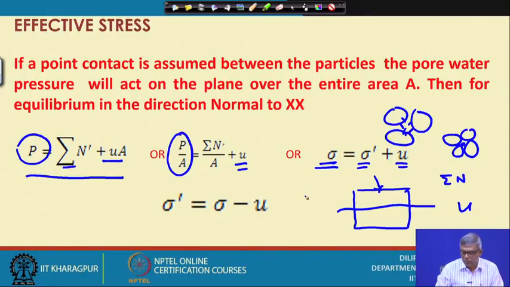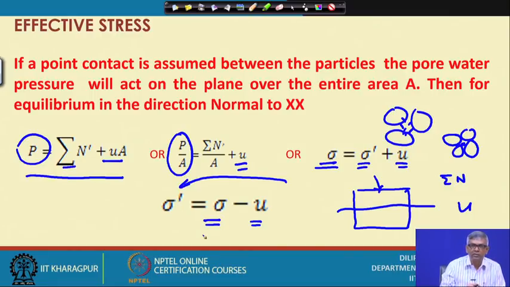So, finally our interest is to find out the effective stress. Then your effective stress sigma dash will be equal to sigma, total stress, minus u, that is pore water pressure. So, if you can calculate the total stress, and then subtract the pore water pressure at a depth, then you will get the effective stress at that point.